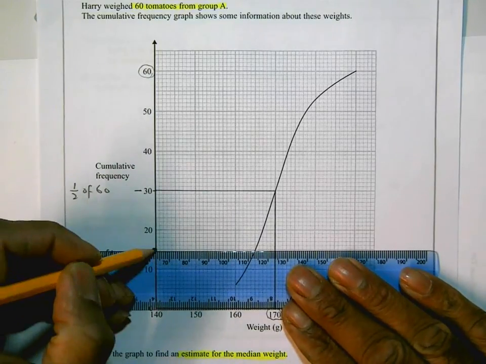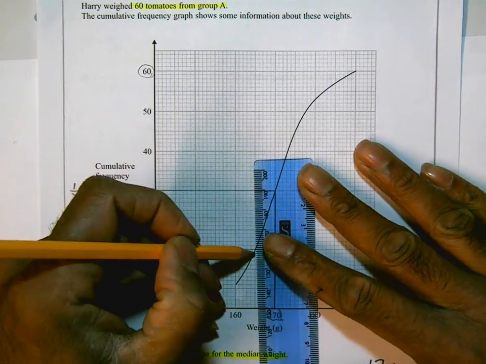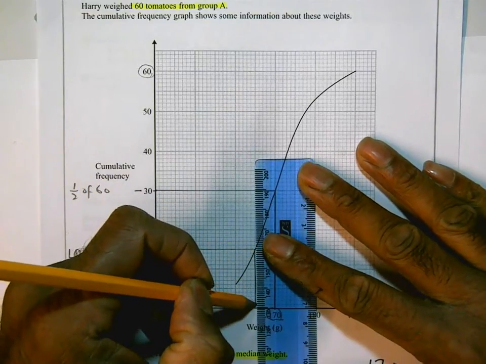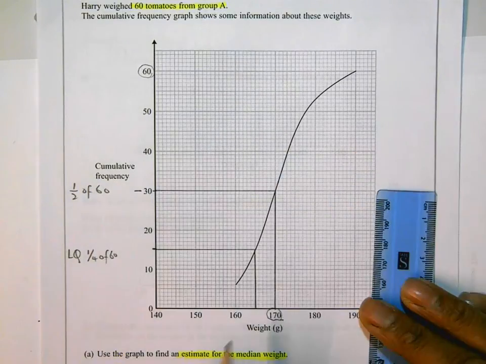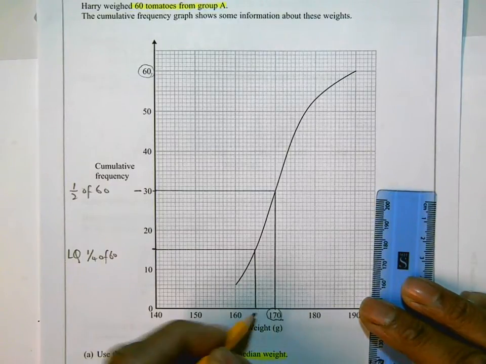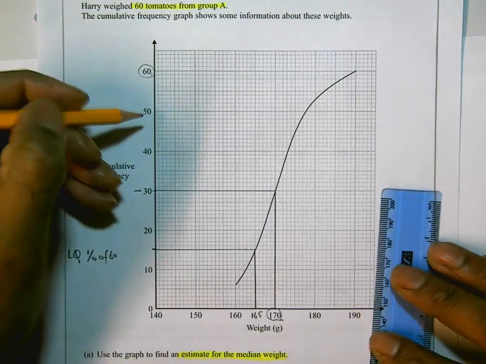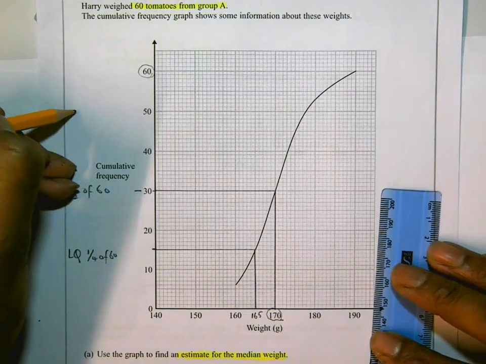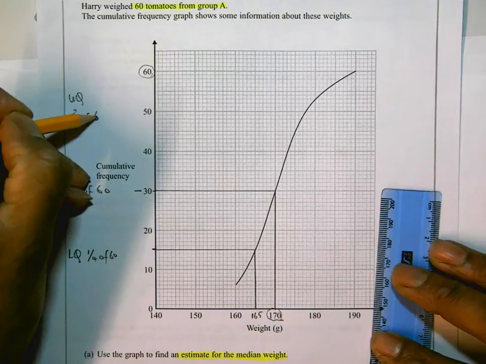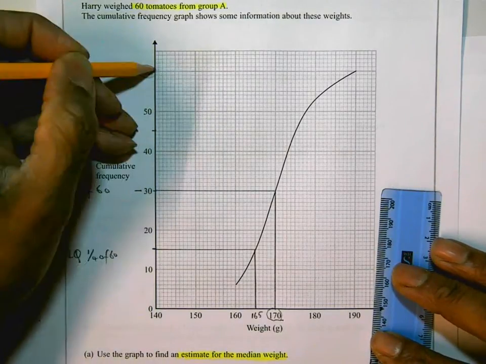I'll go across from here and down to the scale below and read off that value. Now that value there, it's 1, 2, 3, 4, 5, so the lower quartile is 165. The upper quartile is going to be 3/4 of 60, which is 45. In other words, it's halfway along this, and same method as before.